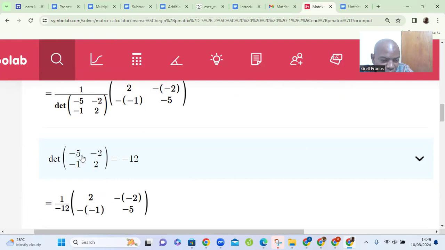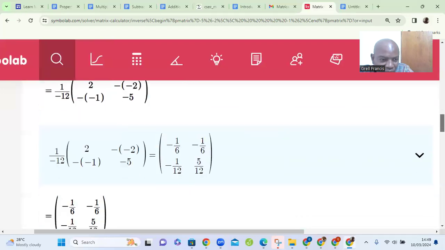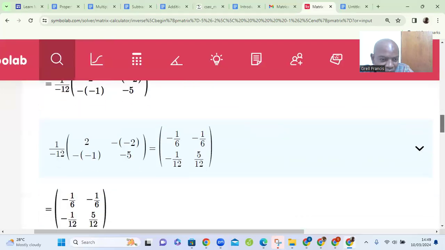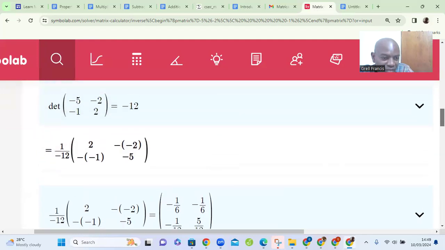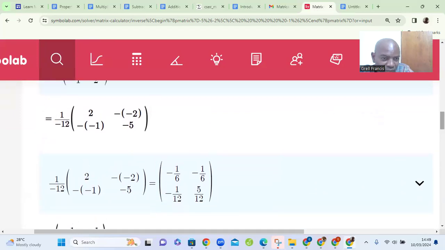2 has to change position with negative 1, and negative 2 and 5, they both will become positive. Symbolab actually multiplied by 1 over negative 12, but you can leave it as 1 over negative 12, right? And yes, 2 and negative 5, and 1 and positive 1.